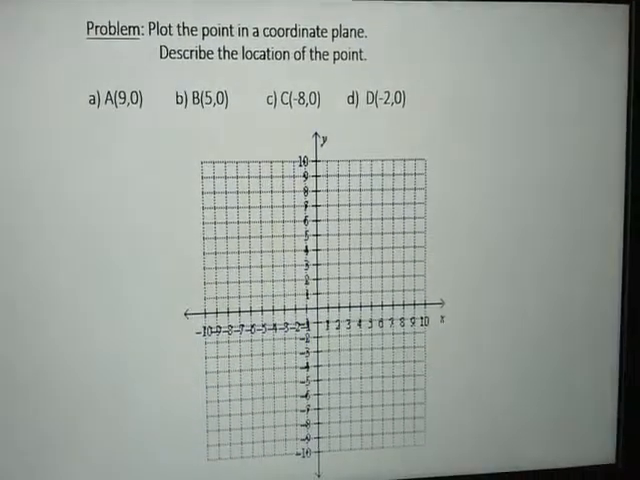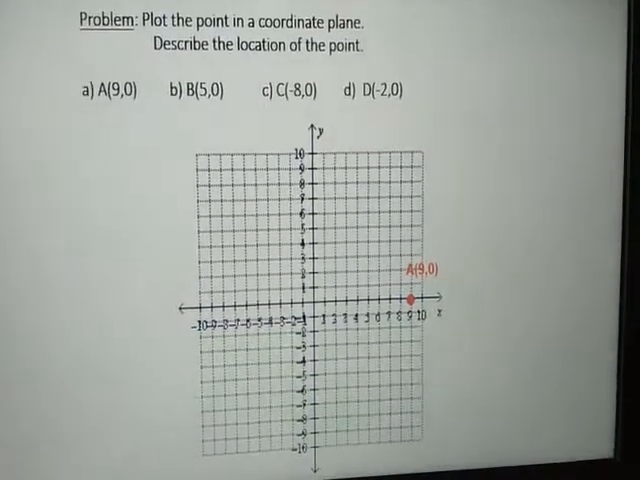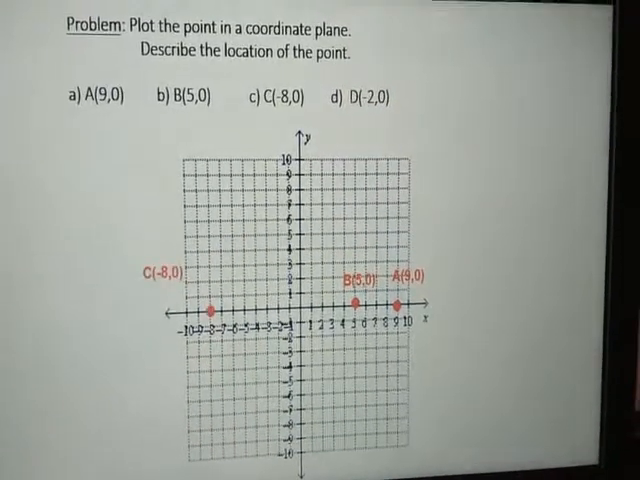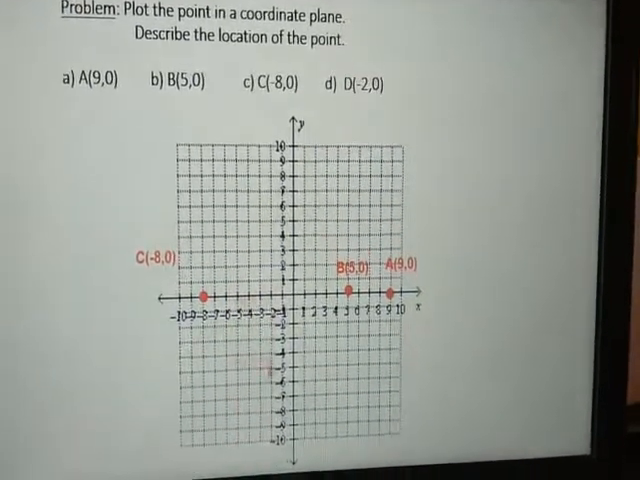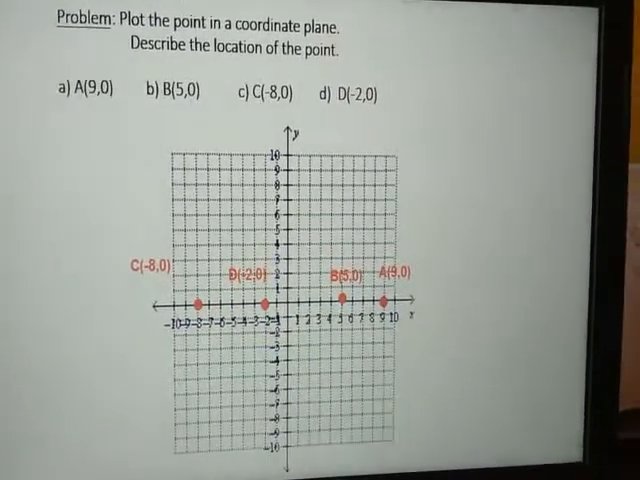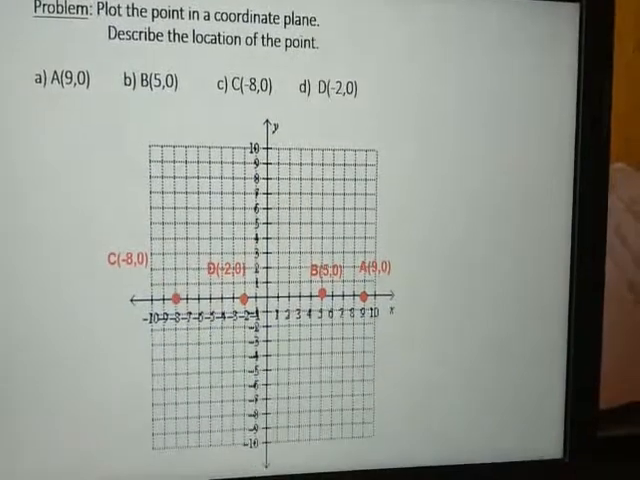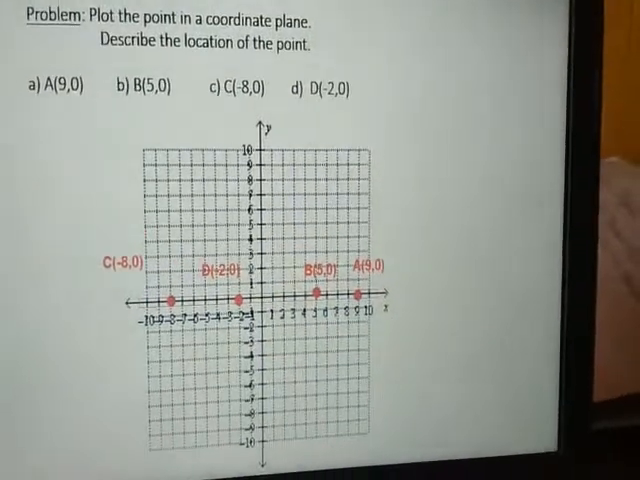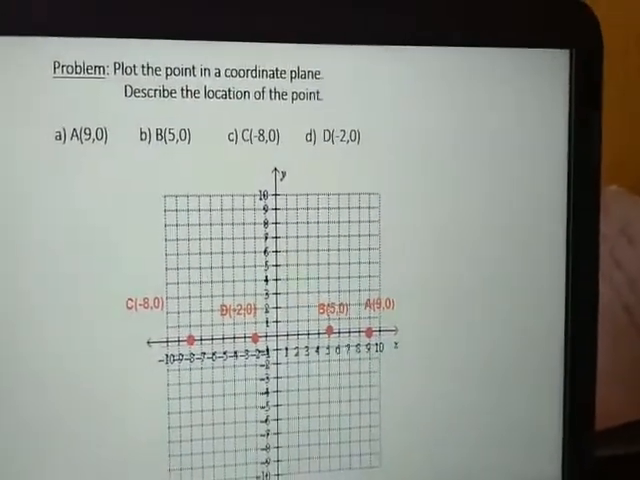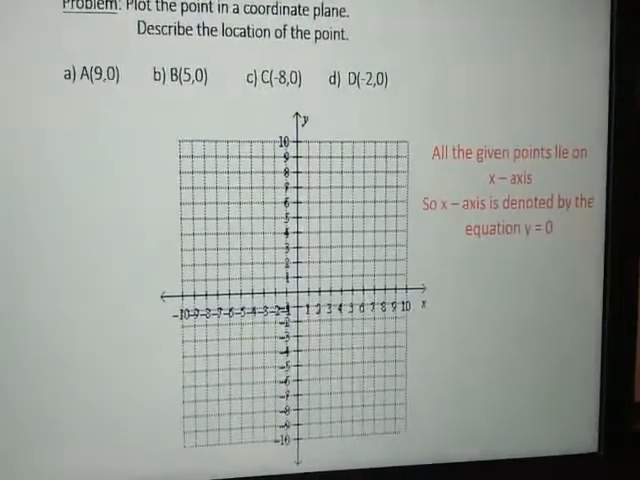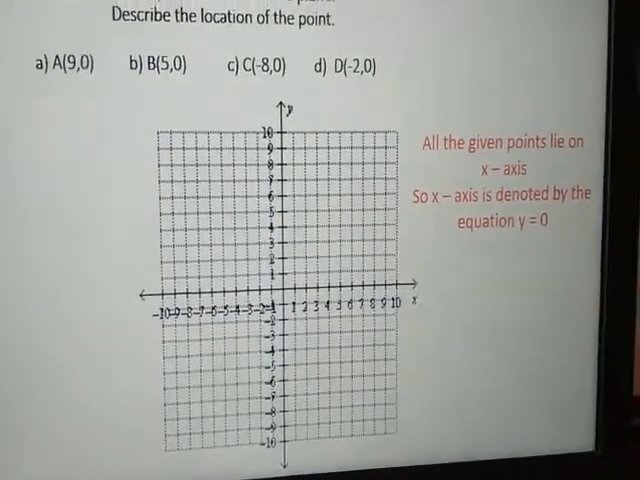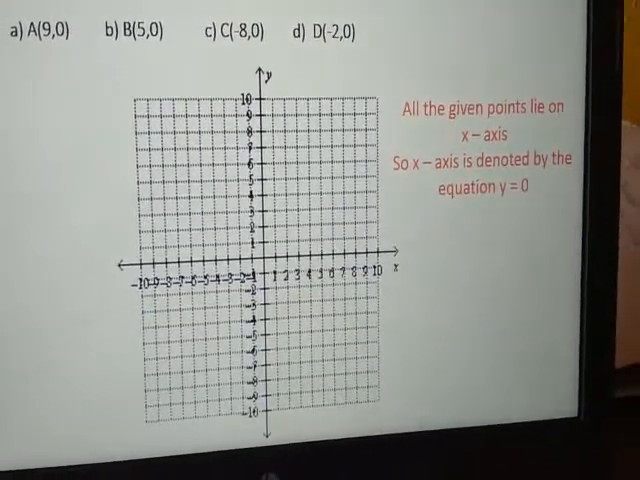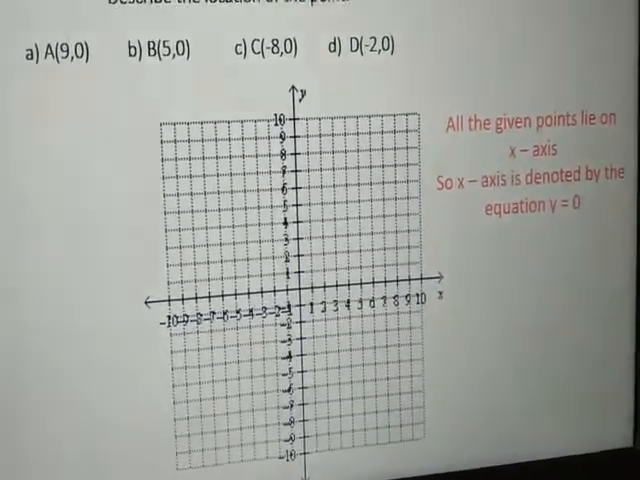So if we start plotting the points on the graph, point A we get on the x-axis, and B also on the x-axis, and C, (-8, 0), also lies on the x-axis, and (-2, 0) is also on the x-axis. If we notice all the points, as the ordinate is 0, we get all the points on the x-axis. So the equation of the x-axis is denoted by y = 0. The equation of the x-axis is denoted by the equation y = 0.